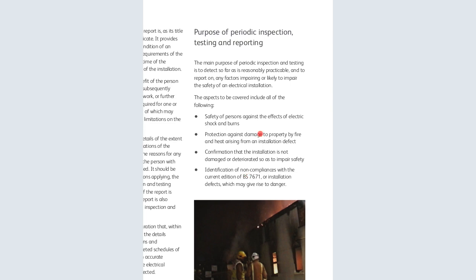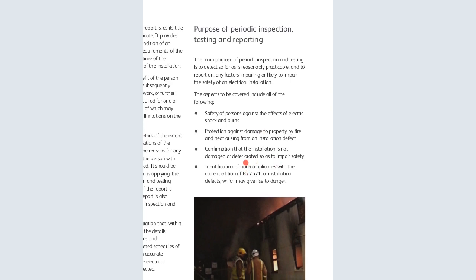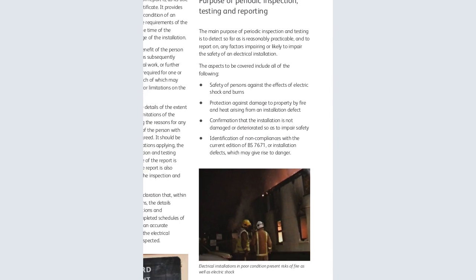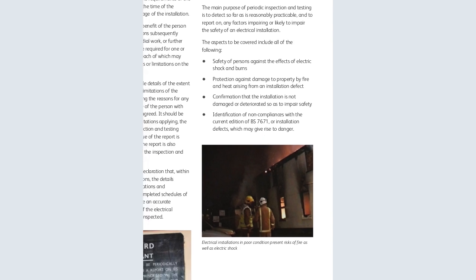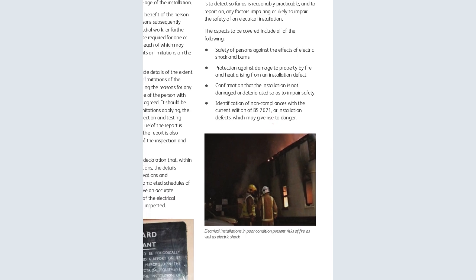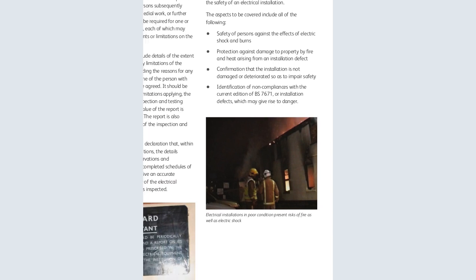Number one, the safety of persons against the effects of electric shock or burns. Another is protection against damage to property by fire or heat arising from installation defects. Another is confirmation that the installation is not damaged or deteriorated so as to impair safety. Another is identification of non-compliance with the current edition of the code and of installation defects which may give rise to danger. So that is why we inspect.